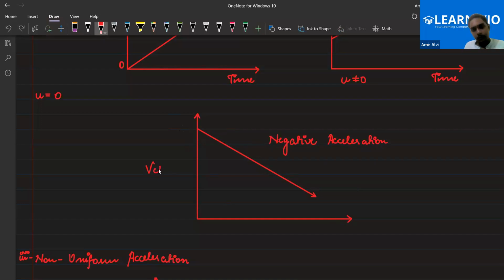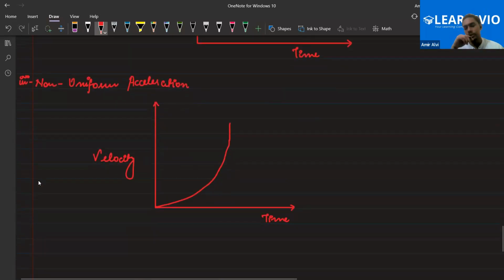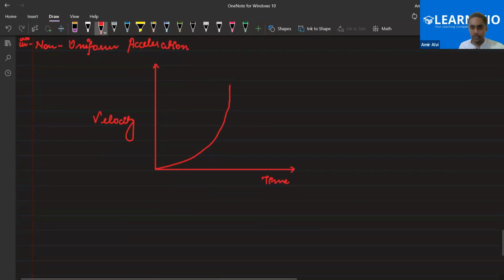This is velocity. Please let me know, everyone, if it's clear to you or not. Yes, sir. Okay, so this is the negative acceleration. These are the graphs associated with uniform and non-uniform acceleration. Now it's time to do some numericals. Let's see how to solve these kinds of questions. I have one basic question from this topic.